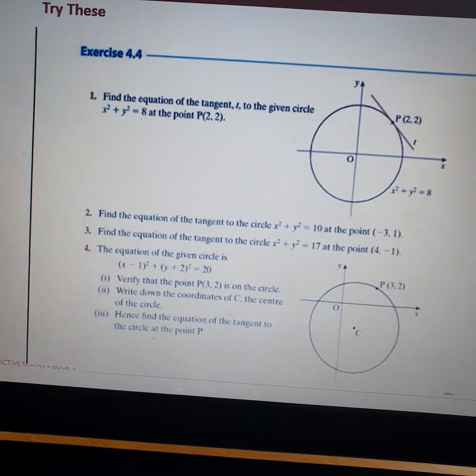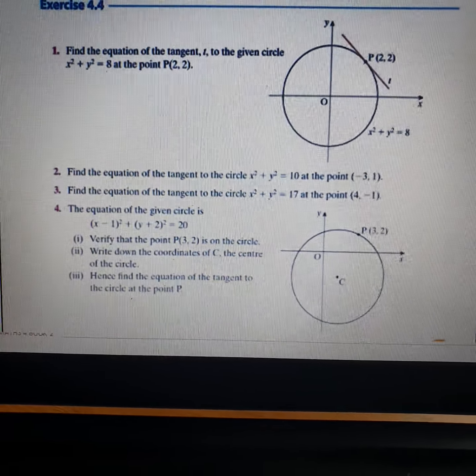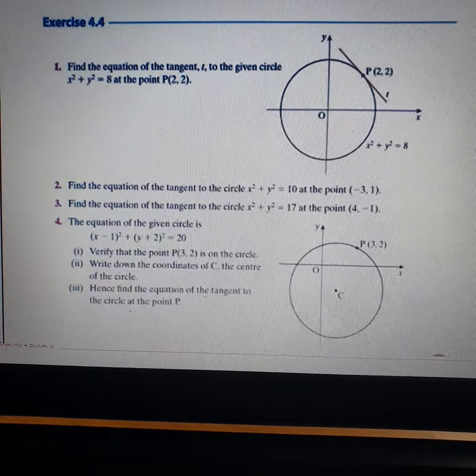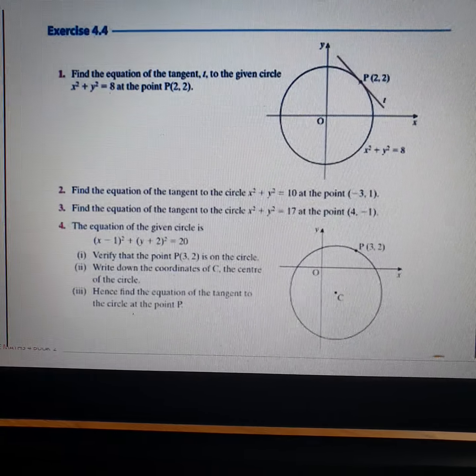So I have a few questions on the next slide here that I might get you to work on as homework, but I'll come back and reference that in my notes that I put up in Teams anyway, okay?